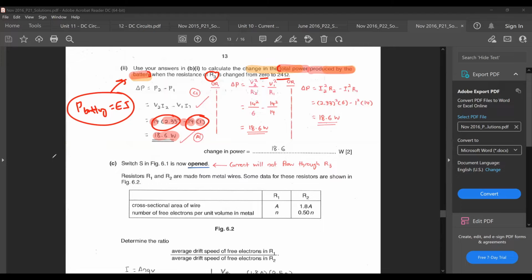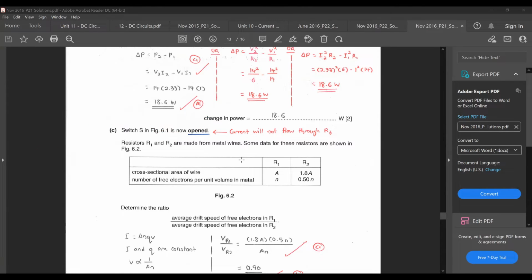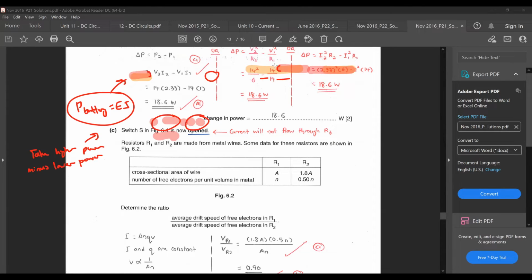Maybe I just write this now. Take higher power minus lower power, and you'll be done. Okay, so this one is okay. Then after that, we go through part C. Part C is some other changes that are made to the circuit.